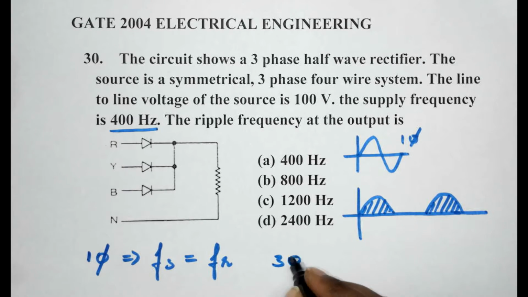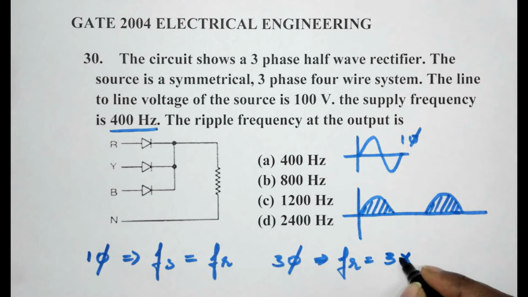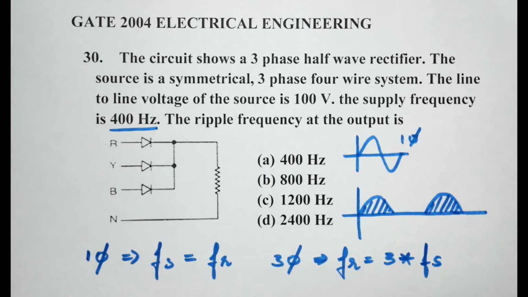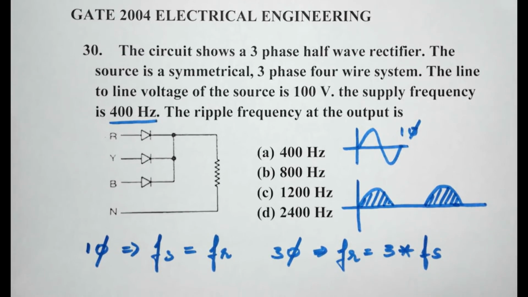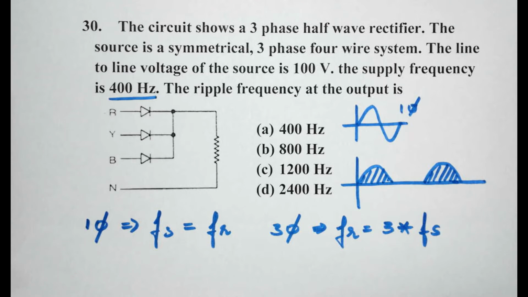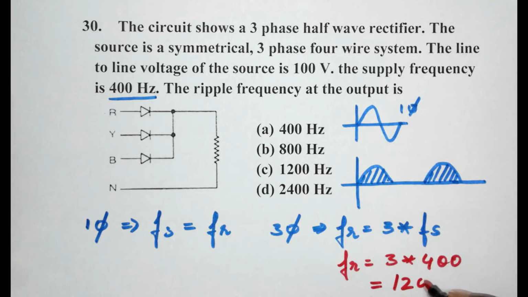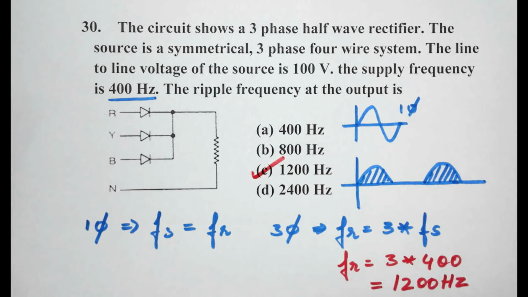But for three-phase, ripple frequency is 3 times the supply frequency. So that tells us that if the supply frequency is 400 Hz, then the ripple frequency would be 3 times 400. So here 3 times 400, which is 1200 Hz. So the answer over here is C, 1200.